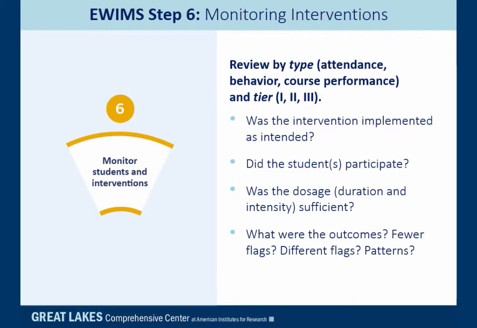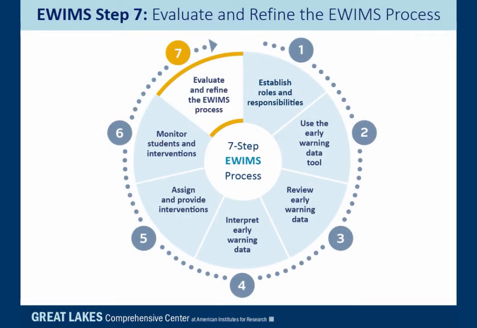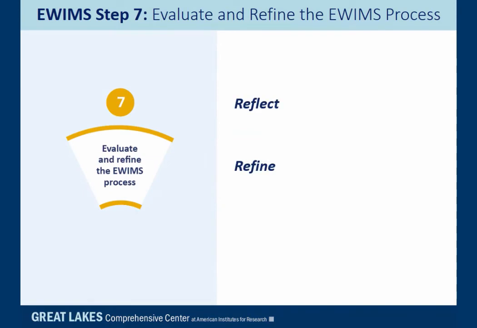We have come to the final step in the cycle. Step 7 embodies the commitment to continuous improvement. This is where teams review and make appropriate alterations to the process. Just as educators refine intervention plans for students, it is also important to refine the work of the EWIMS team.